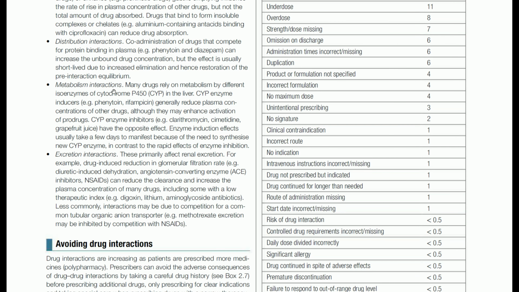Metabolism interactions. Many drugs rely on metabolism by different isoenzymes of cytochrome P450, CYP, in the liver. CYP enzyme inducers, for example phenytoin, rifampicin, generally reduce plasma concentrations of other drugs, although they may enhance activation of prodrugs. CYP enzyme inhibitors, for example clarithromycin, cimetidine, grapefruit juice, have the opposite effect. Enzyme induction effects usually take a few days to manifest because of the need to synthesize new CYP enzyme, in contrast to the rapid effects of enzyme inhibition.